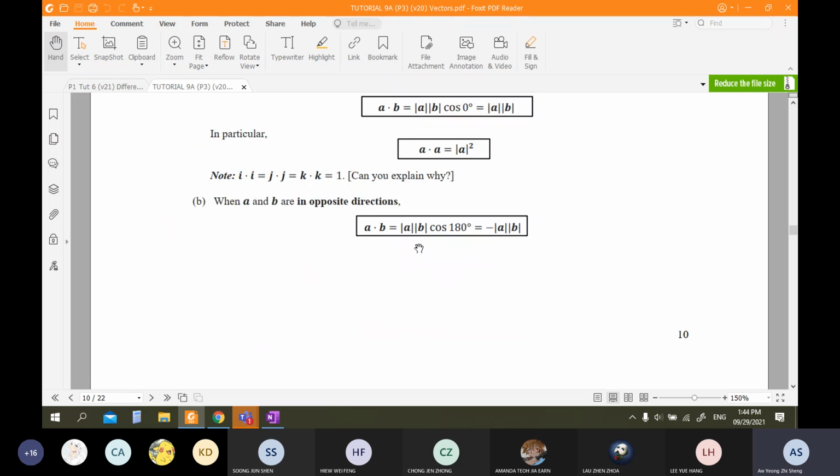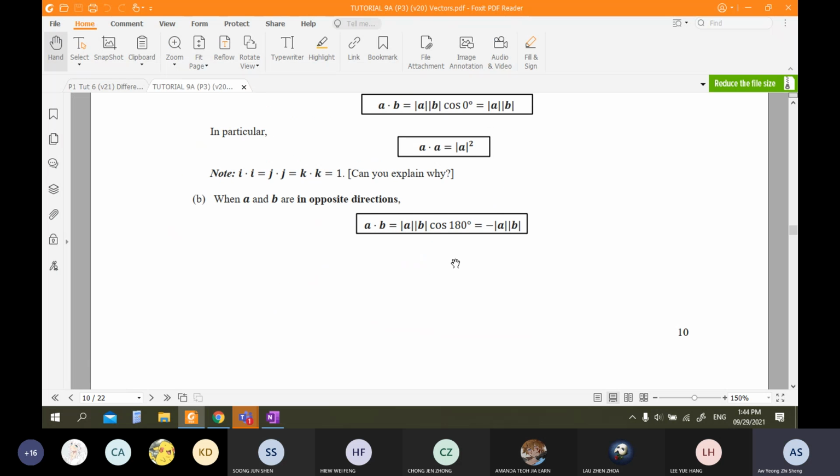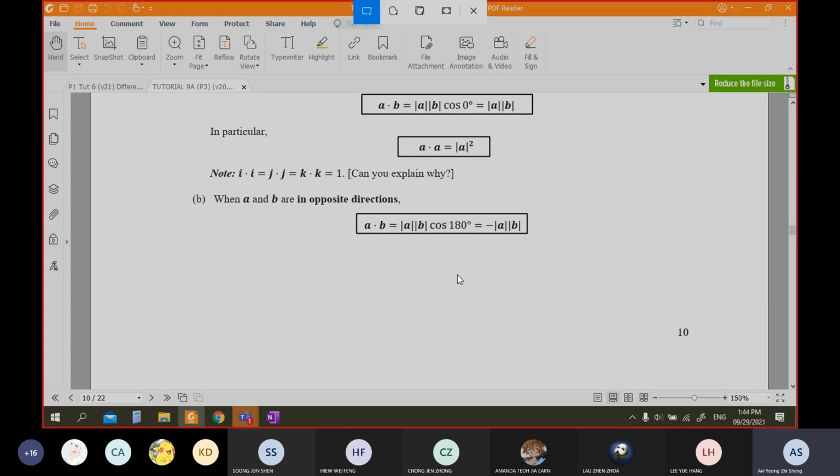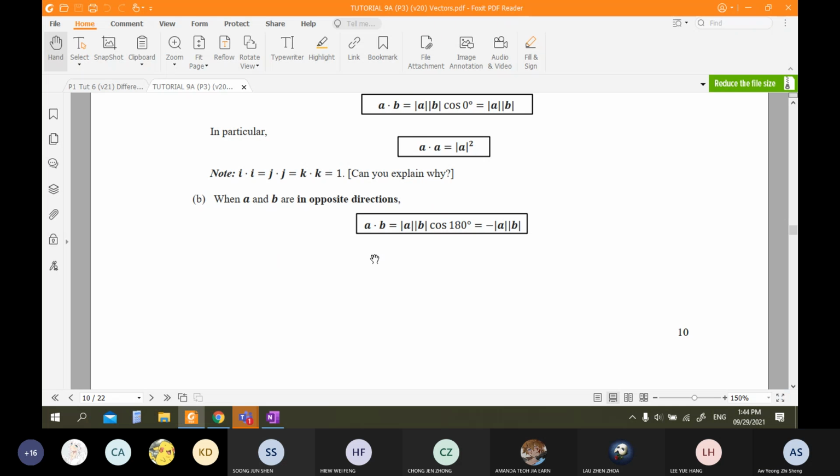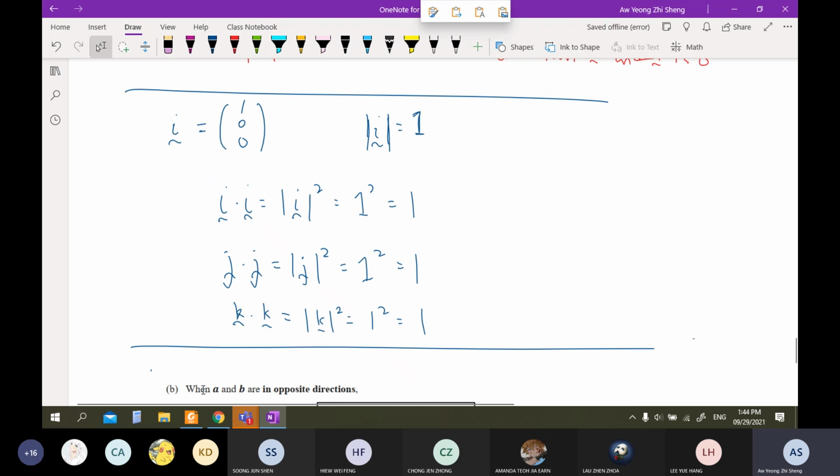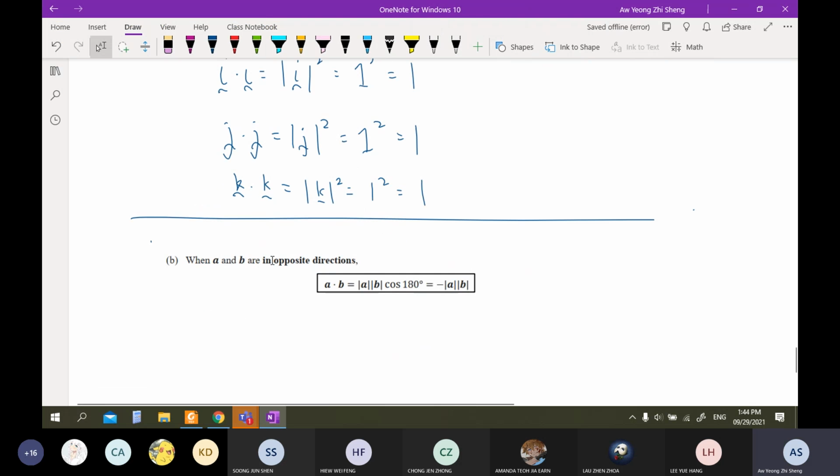Okay. Move to the next point. When A, B are in opposite directions, cos of 180 is negative 1. Cos of 180 is negative 1. This is negative 1. And that's why you get negative of length of A times length of B.